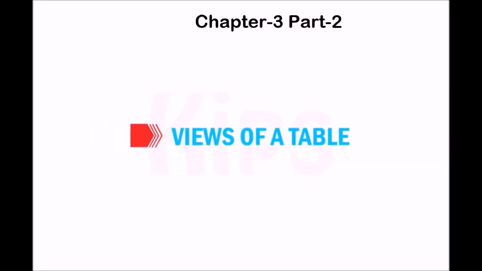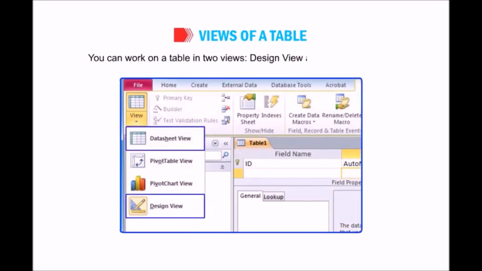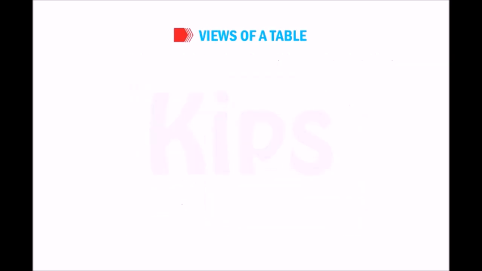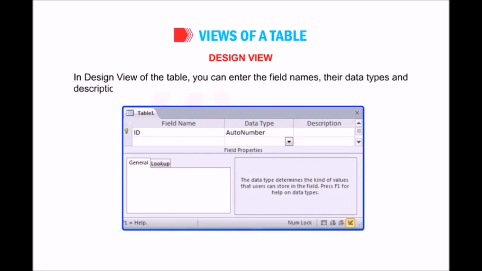Okay, students, now we will discuss views of a table. You can work on a table in two views: Design view and Datasheet view. Design view. In Design view of the table, you can enter the field names, their data types and description.